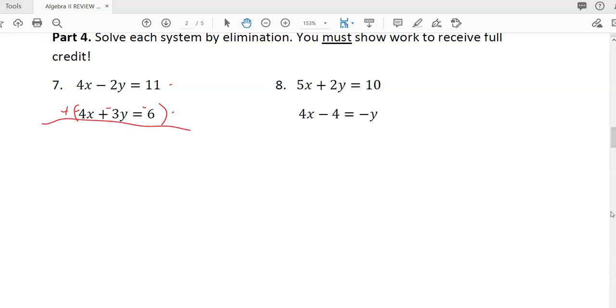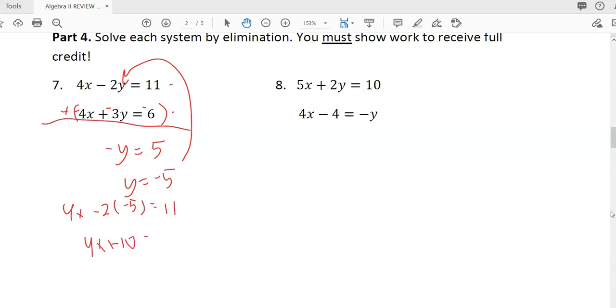And now I'm just going to add, right? So the x's go away. You get negative y equals 5, so y equals -5. And then you just got to plug back in, right? So everywhere there's a y, you could plug in right there. So you say 4x minus 2 times -5 equals 11. So 4x plus 10 equals 11. So 4x equals 1, so x equals 1/4. So our answer is 1/4, comma, -5.